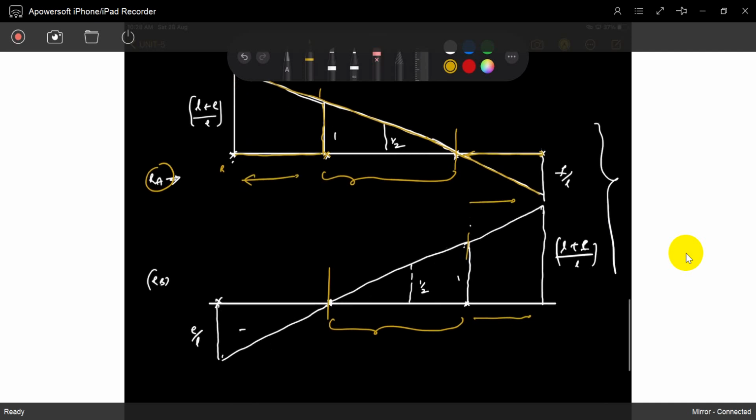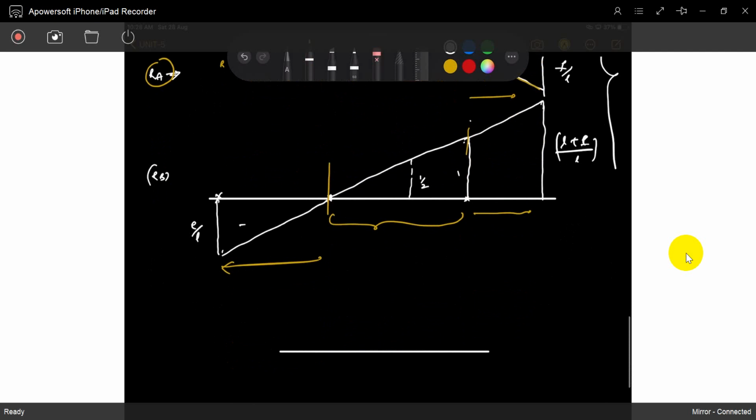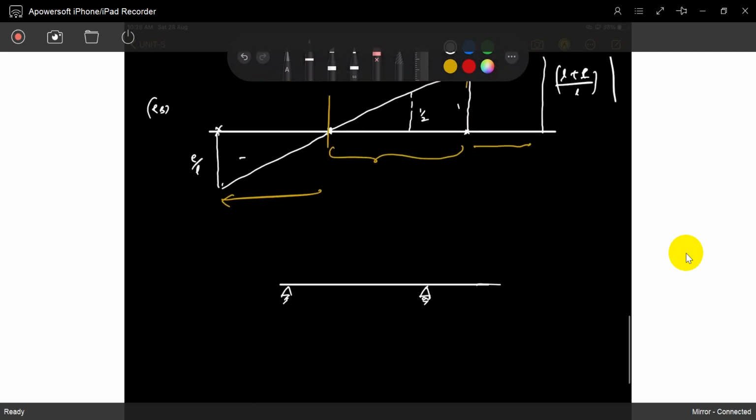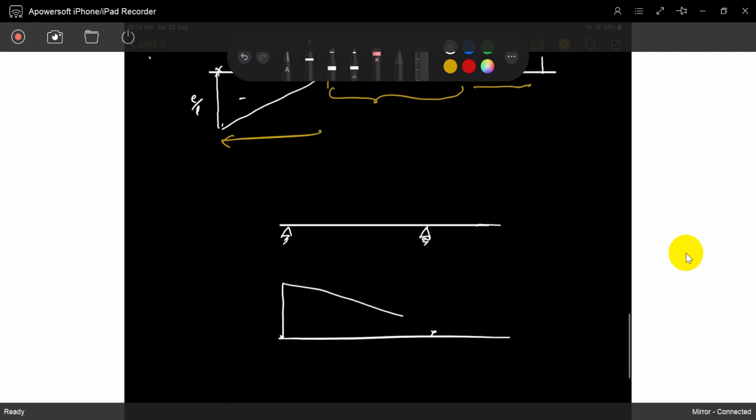If any beam or any situation, if you attach an overhang at one end or two ends, it will come like this. Now you can easily draw overhangings of just one end. Like this is the overhanging. Can you write RA? Just it. This is 0. It will go with the same slope. That's it. This is RA.